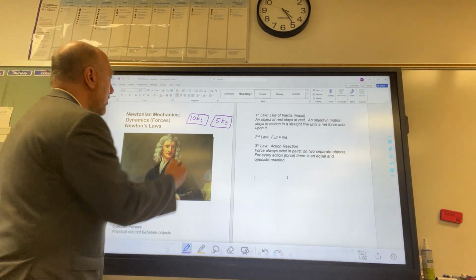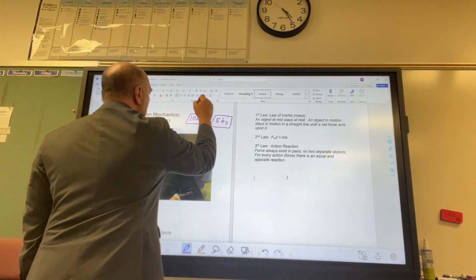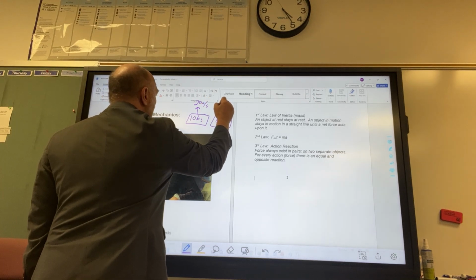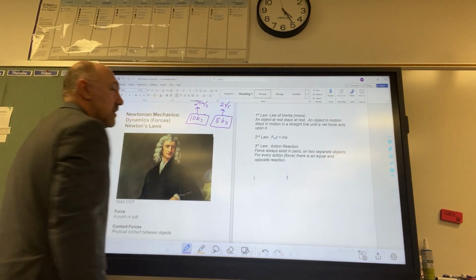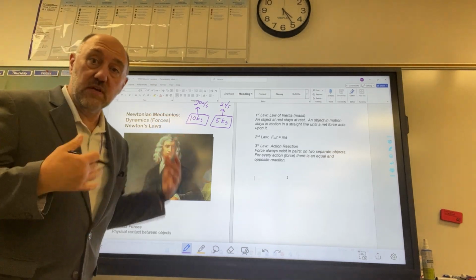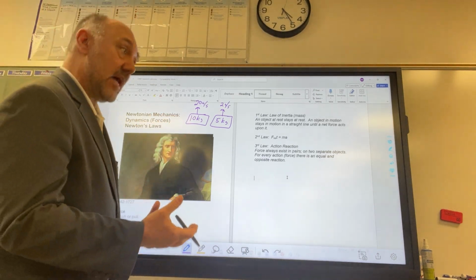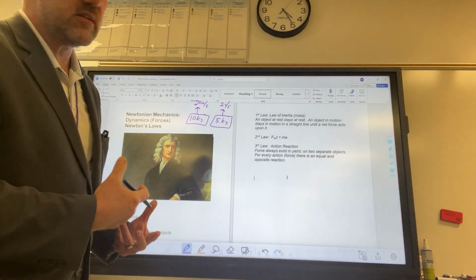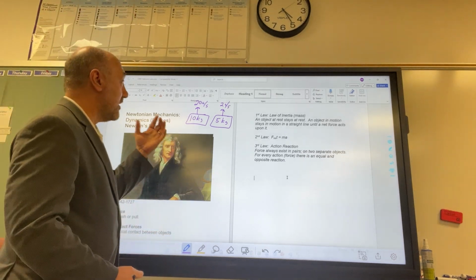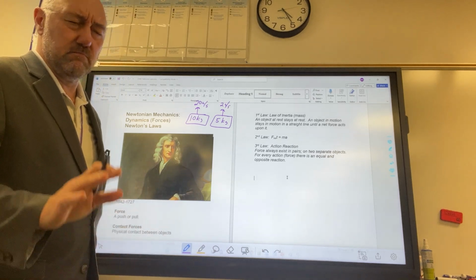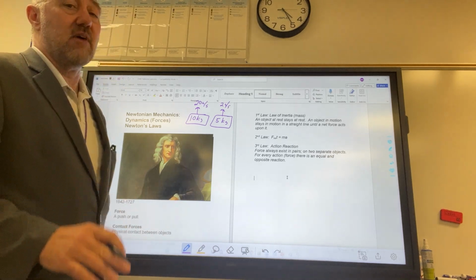Regents tries to trick you. They say this guy is maybe going at 20 meters per second and this guy's going at 2 meters per second. Now, which one has more inertia? Still this one, because inertia is mass. It's not asking momentum. If it was, momentum is mass times velocity. But if it's only asking inertia, it's just the more massive object.